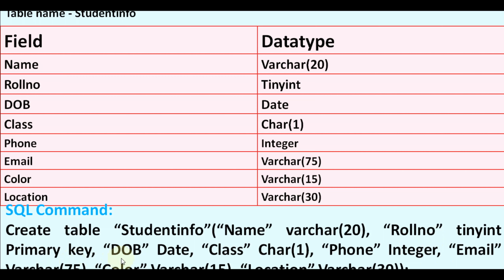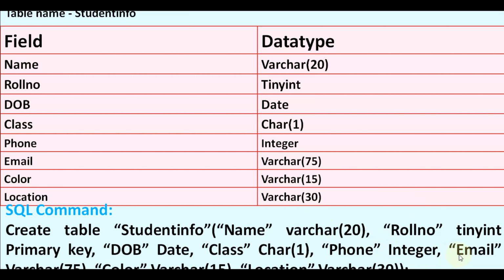Thereafter the next column is DOB, and its data type is date, so the date data type is written. Thereafter the next column is class, so class is in double quotes, its data type is char and size is 1, so the size is in the small brackets. Thereafter the next column is phone, so phone is in double quotes, and thereafter its data type is integer, so integer is mentioned.